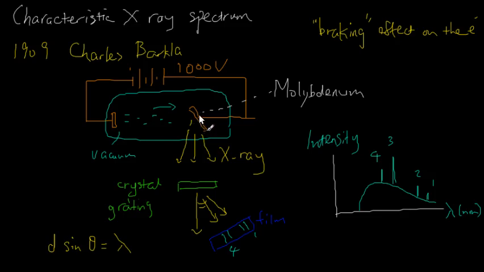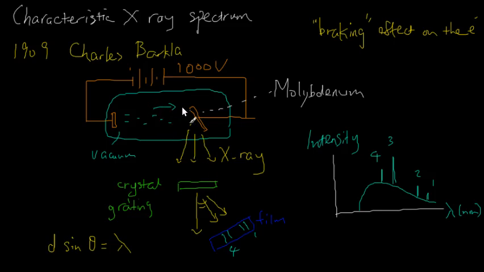Now, a braking effect also means that the electrons in this beam would lose their kinetic energy. So since energy is conserved, it has to be converted to some other form, and in this case, it can be converted to X-ray. Right?